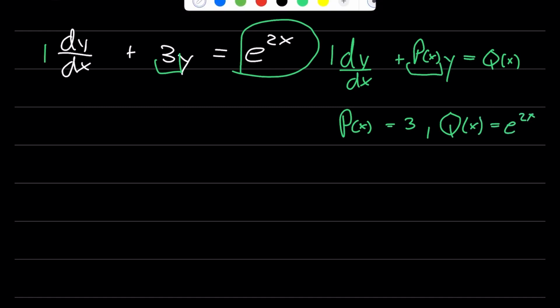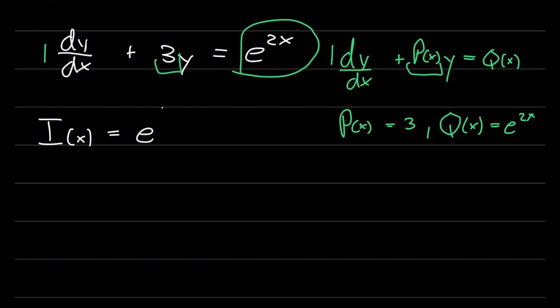So what do we do now that we know that? Well, if you remember, we just have to find our integrating factor, and our integrating factor, I(x), should be equal to e to the integral of p(x) with respect to x. Now, what is p(x)? Well, p(x), we just wrote it down right here, is 3.